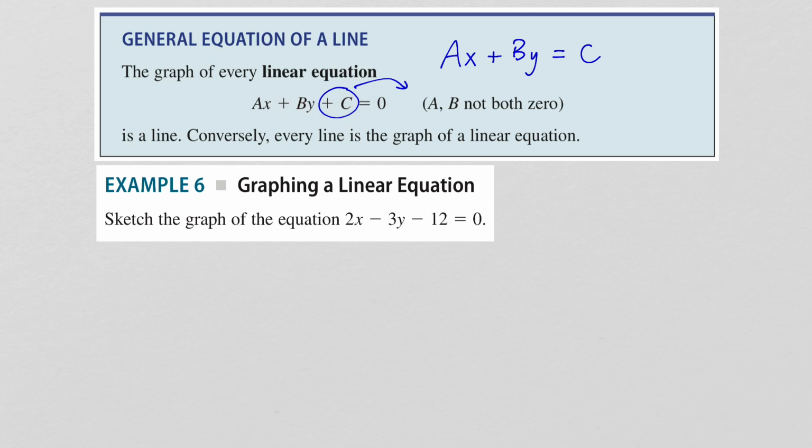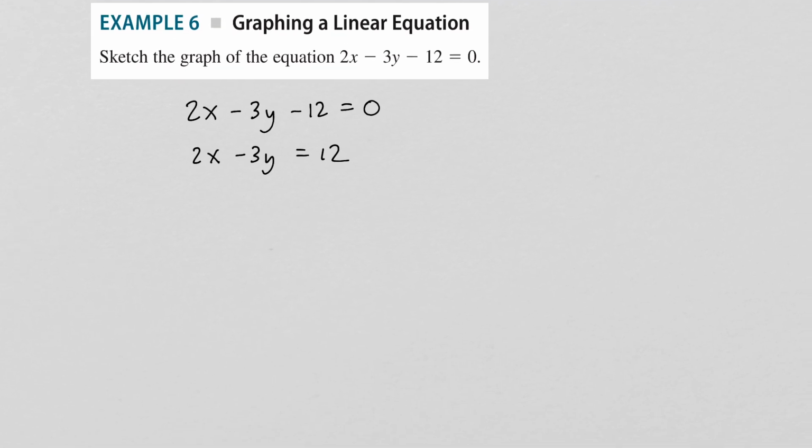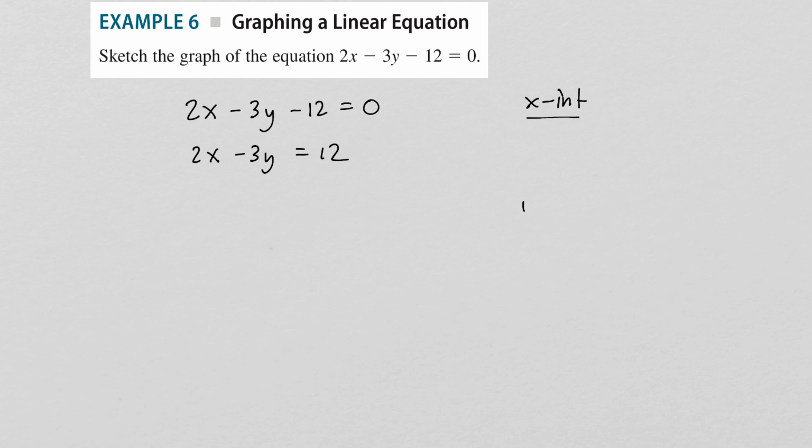How can I graph an equation of a line that is given in this general form? Well, there are a couple of different ways you can do it. Let's first consider 2x minus 3y minus 12 equals 0. I personally don't like this form very well, so I'm just going to add 12 to both sides, which changes it into 2x minus 3y equals 12. Now, one really simple way to graph a line is to find the x-intercept and the y-intercept. And it's very simple in this case.